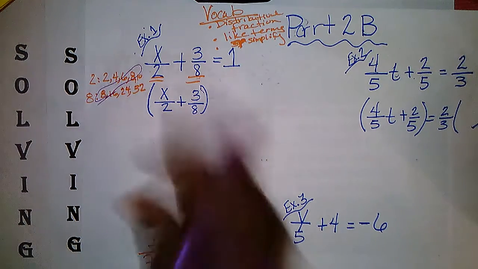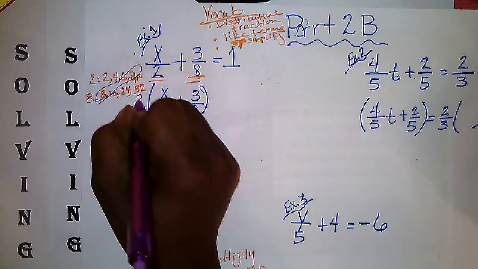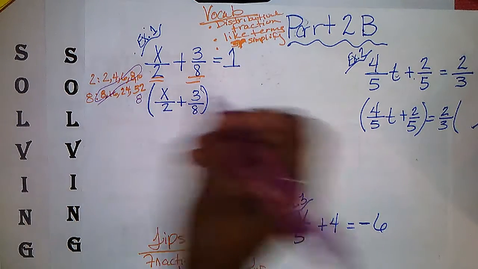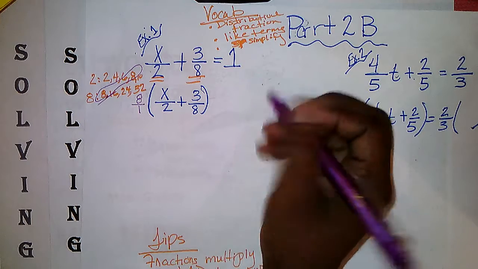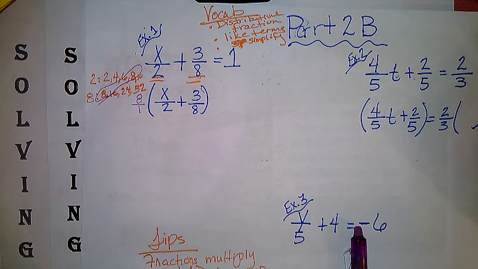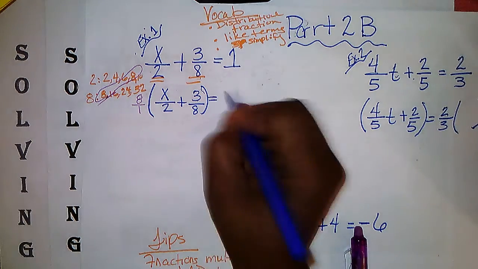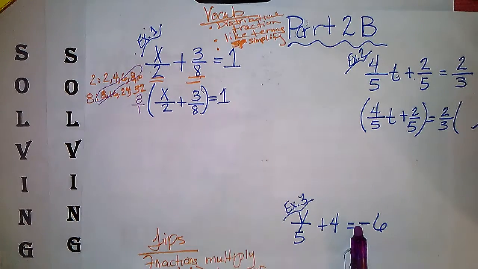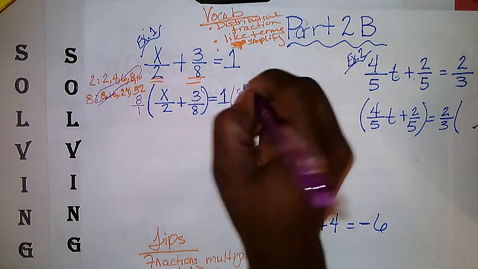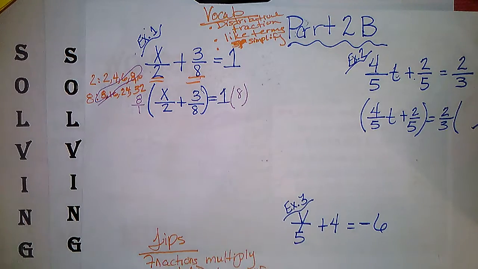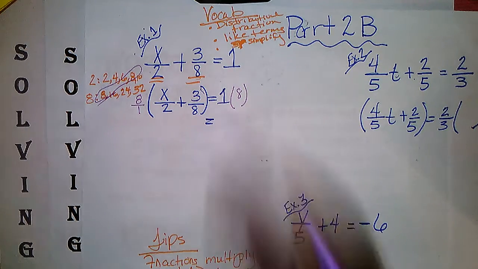So we know to multiply our numbers by 8. And remember, we said whatever we do on one side, we must do to the other side. So we are going to multiply by 8 on this side as well. Just bringing that down, 1 times 8 is 8.